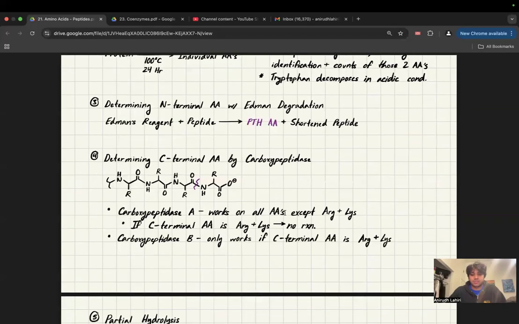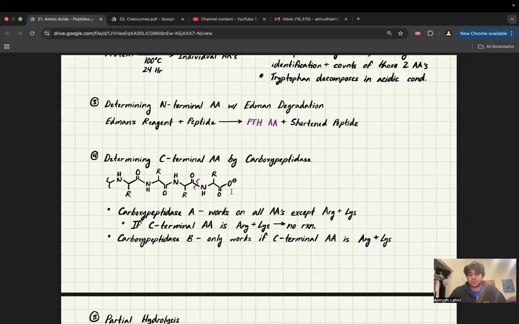Determining C-terminal amino acid by carboxypeptidase. This allows us to figure out the end amino acid. So carboxypeptidase A and B are both used for the same thing. They work for slightly different amino acids. A works on all the amino acids except arginine and lysine.